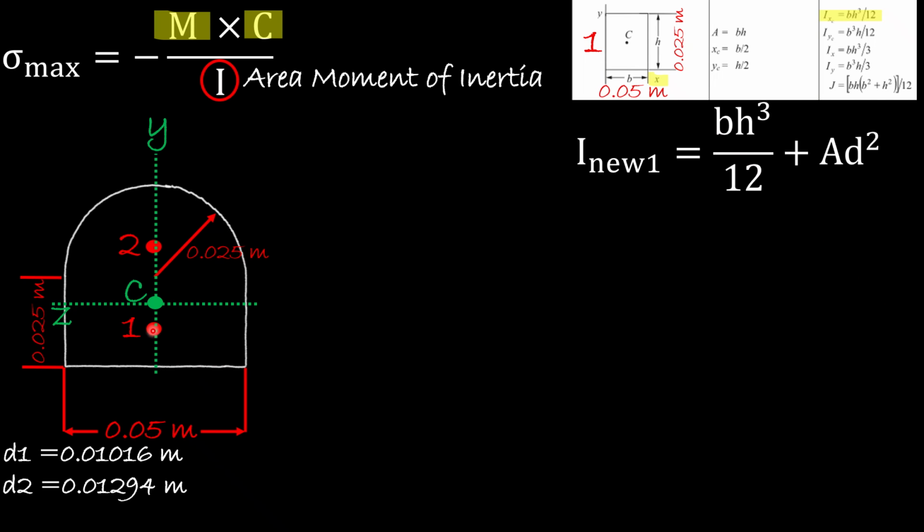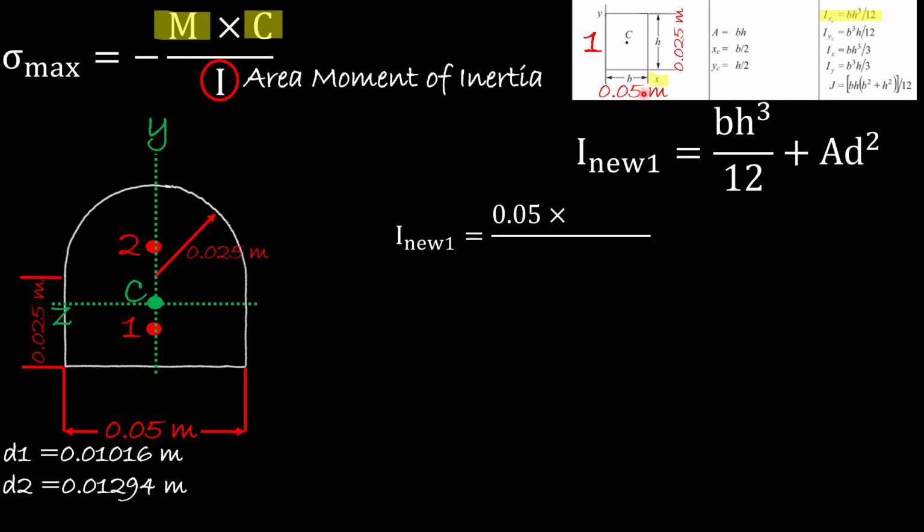So what we are doing now is we want to shift the axis of rotation from the center of shape 1 to the center of the whole shape. So that's why we need to find the distance between them. Now we will plug in the values.